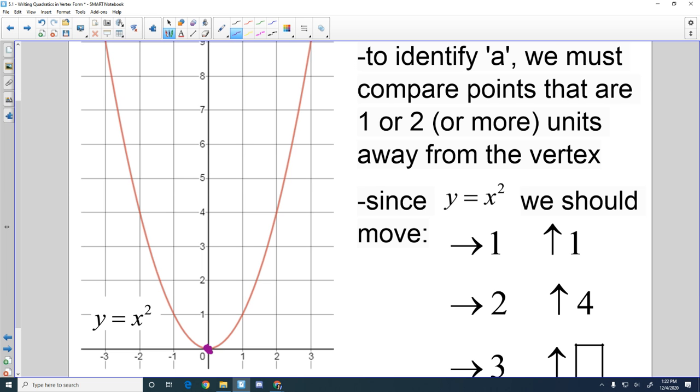Now, A is the last thing we need. This one we have to think a tiny bit about. Just a tiny bit. All right? So A is the vertical stretch or compression. Do you remember with absolute value? Let me just do a little demo over here.